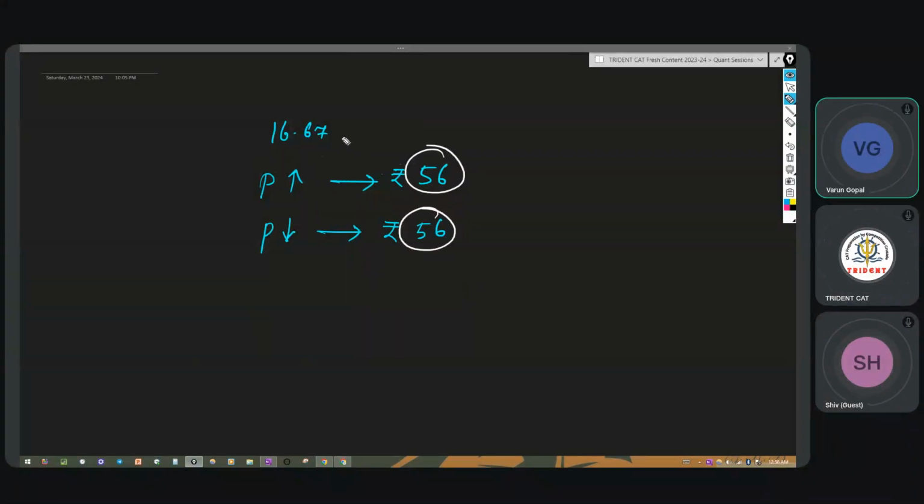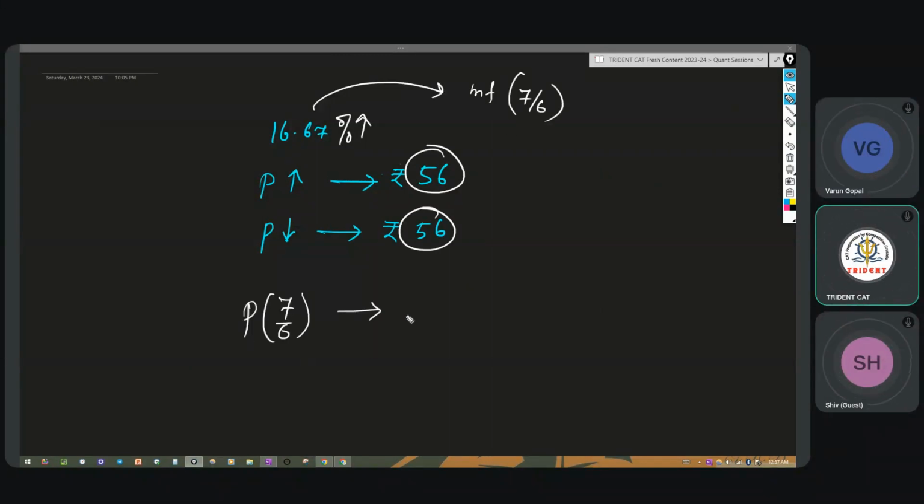Government increases the price of petrol. I have no absolute quantity with me, just an increment of 16.67%, which is equivalent to the multiplying factor of 7 upon 6. So when I say the price of the petrol increased by 7 by 6, the new quantity would be whatever this is, P into 7 by 6.